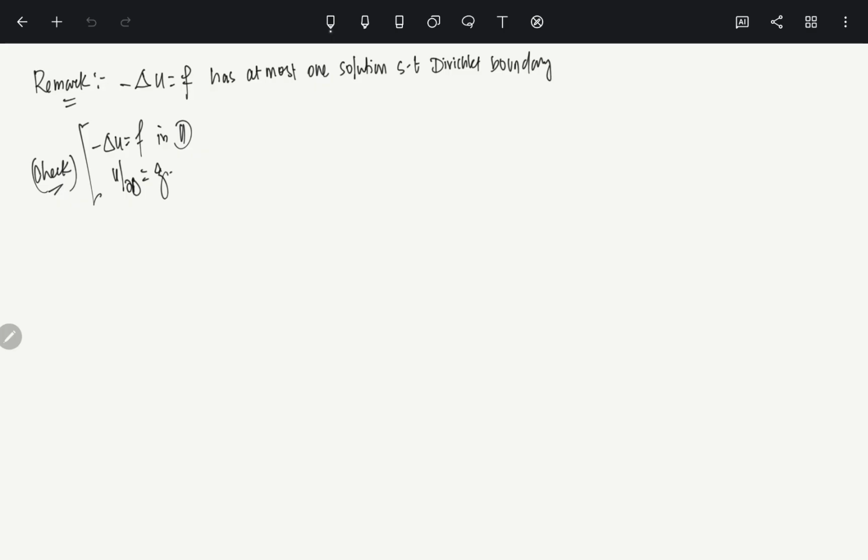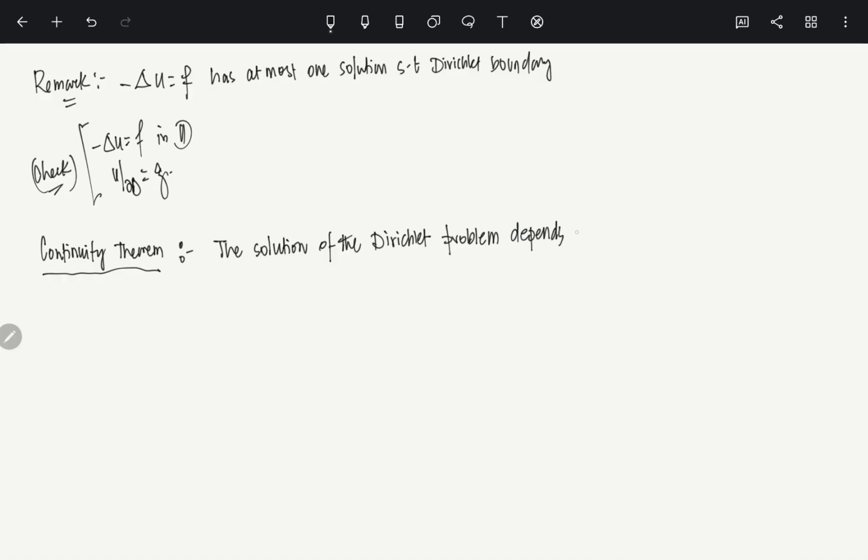Okay, so I will show you another property, and that is the last property which I am going to show. It's called the continuity property, or continuity theorem, whatever you want to call it. The solution of the Dirichlet problem depends continuously on the boundary data.